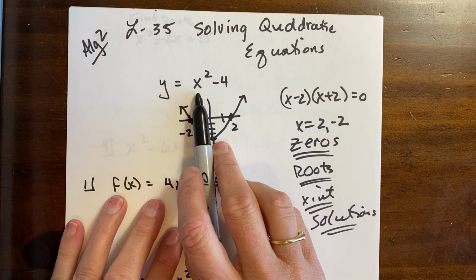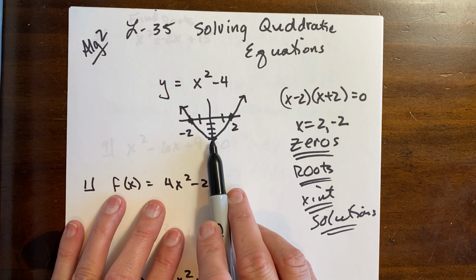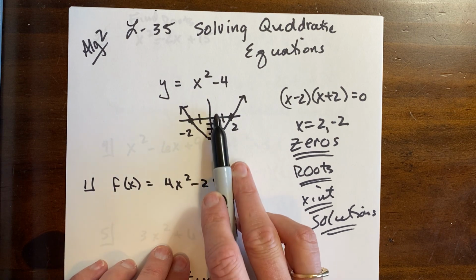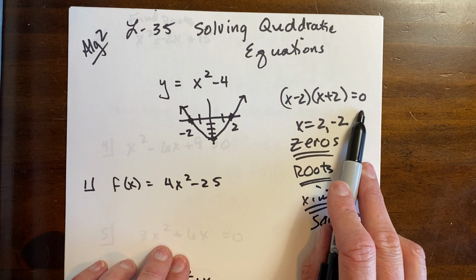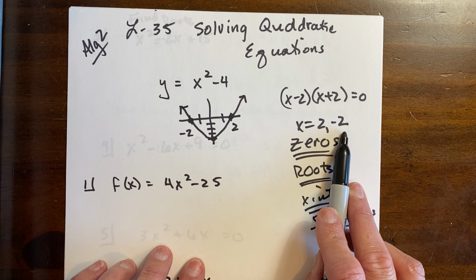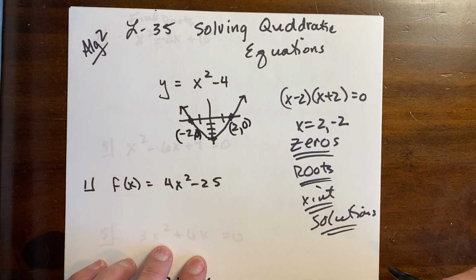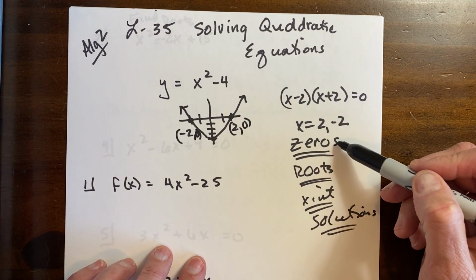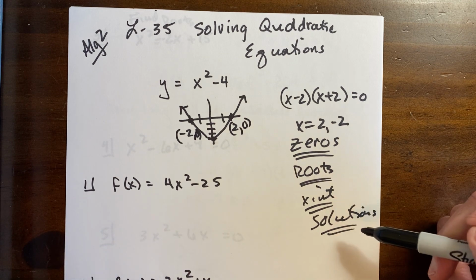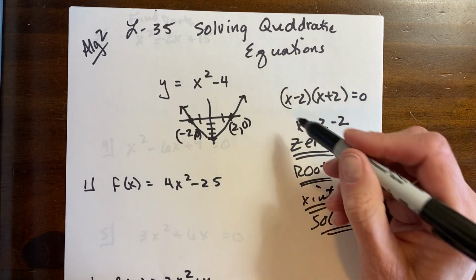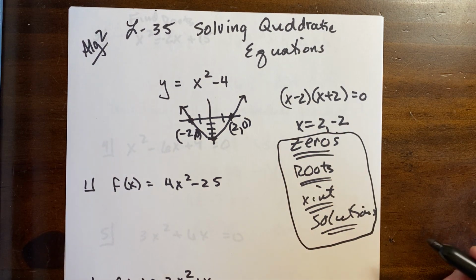If we first start with a parabola, and we see that this parabola has been moved down 4 units, so if we sketch it, it looks like that. If I factor it and set it equal to 0, I see that when y is 0, x is 2 and negative 2. It corresponds to my function like that. We call these the zeros of the function, the roots of the function, the x-intercepts of the function, or the solutions to the function. Your book is going to use these words interchangeably. You will see those words over and over.